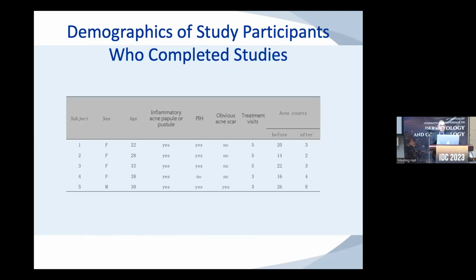Demographics of study participants who completed the study: we have 5 patients with inflammatory acne, papules, and pustules. 4 patients have PIH, and 1 has acne scars. Treatment visits: 3 patients had 5 treatments, and 2 patients had 3 treatments. The acne counts decreased a lot. Before and after, you can see the obvious reduction of acne counts.